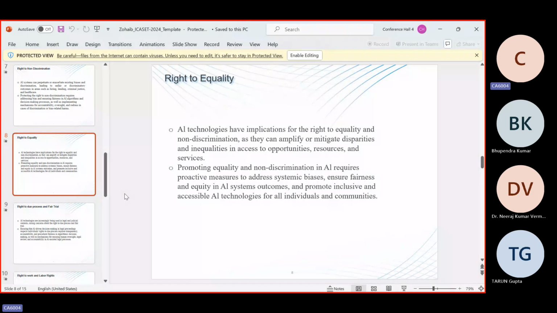Right to equality. AI technologies have implications for the right to equality and non-discrimination, as sometimes they can be used in massive hiring, where AI systems, irrespective of individual performance, just base a decision on certain merits, which can affect individuality.